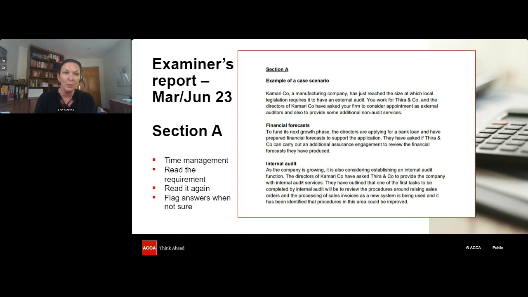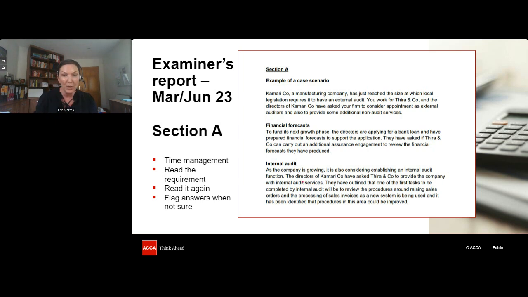So because they're funding their next growth phase, the directors are applying for a bank loan and they have prepared some forecasts, and they want you as an audit firm to do an assurance engagement review of the financial forecasts that they have produced. So it's another service aside from your external audit. So that's one piece of work that they're looking for you to do.